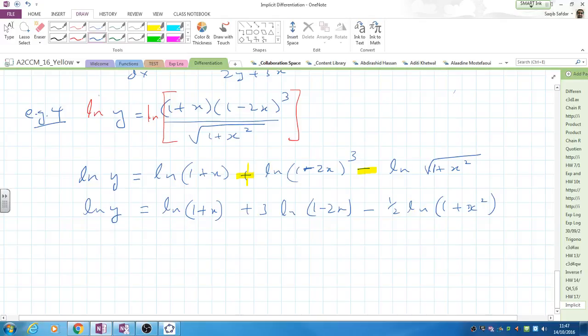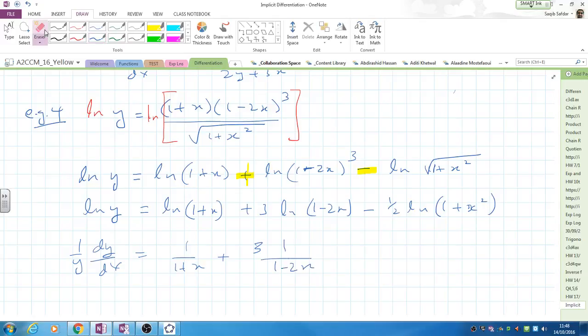what would you get for ln y? Excellent. 1 over y dy over dx. What would you get for ln(1 plus x)? 1 over 1 plus x. Excellent. What would you get for this one here? 3 ln(1 minus 2x). You get 3 over 1 minus 2x, times by minus 2. Excellent. Minus 6. Okay.